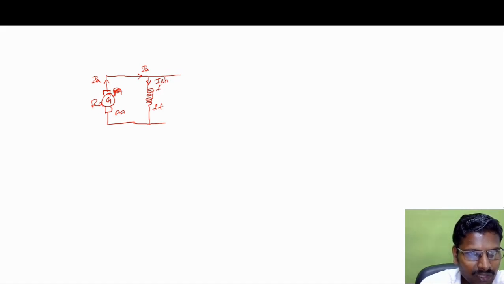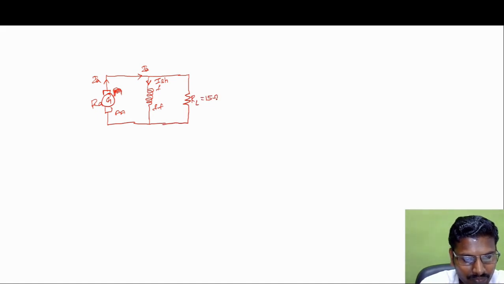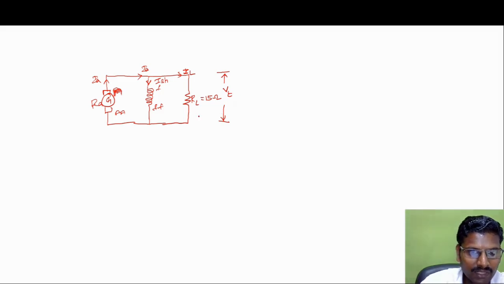Normally you would represent it as IF, but since the field winding is connected in shunt mode, the current flowing through it is indicated as ISH, and this is connected to the load resistance RL. RL is given, RL equal to 15 ohm. The current flowing through the load will be IL, and this is VT. Normally we have the load at the end of the connection, so the voltage across the load will be VT, the terminal voltage. And the resistance of the field winding is RSH, the shunt resistance.